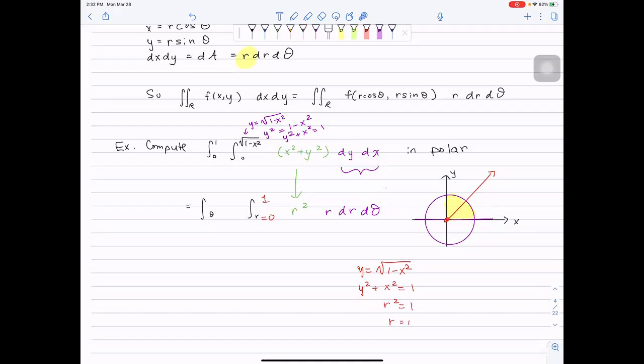Then for theta, we can just think about a unit circle. Theta goes from 0 to pi over 2. That encompasses our whole region, 0 to pi over 2. Any questions on how I converted to polar?